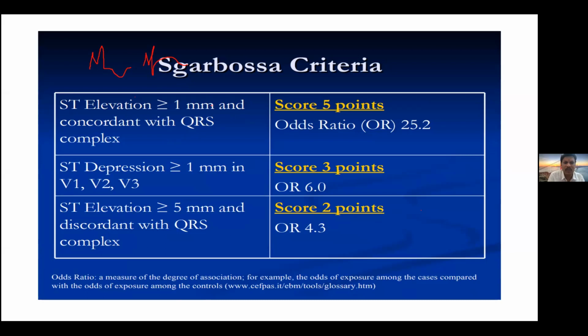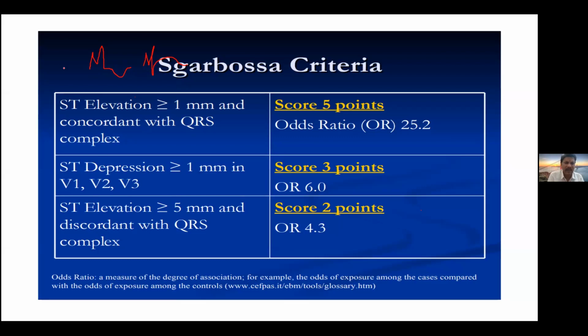So this is what the first statement says: ST elevation more than 1 millimeter and concordant, on the same side as the QRS complex. When the QRS is wide, every T wave should be opposite to the QRS complex. If it is on the same side, then we think it is an acute MI.